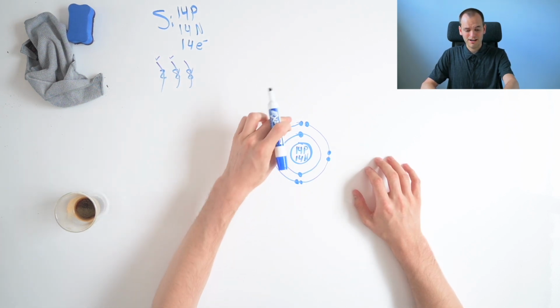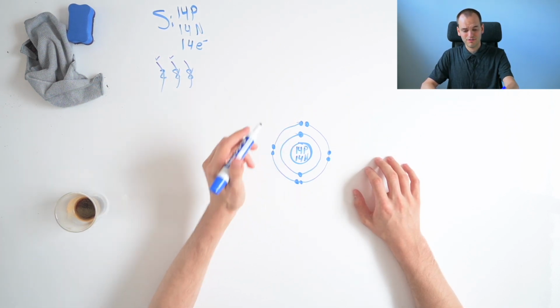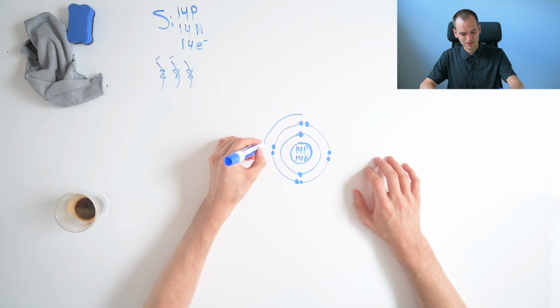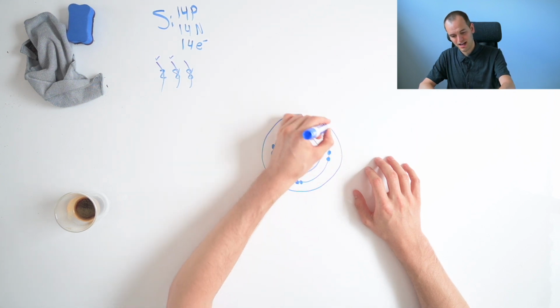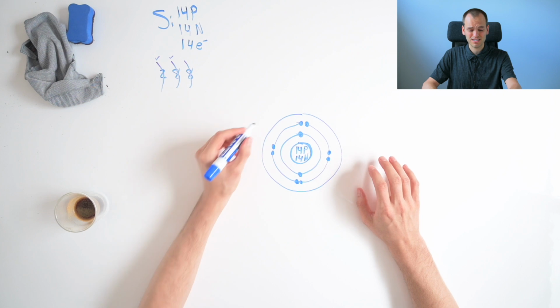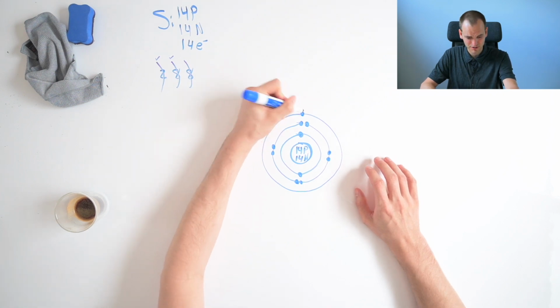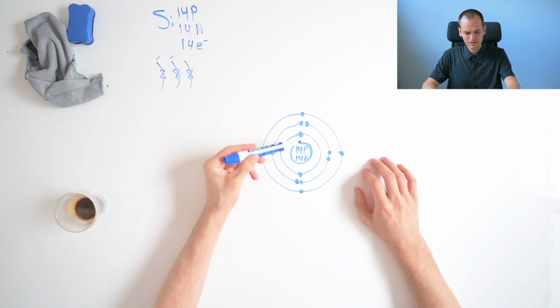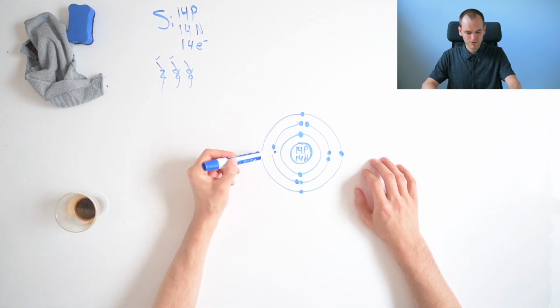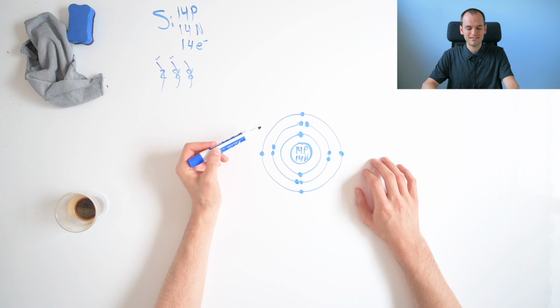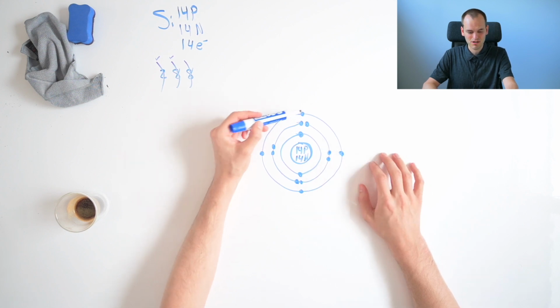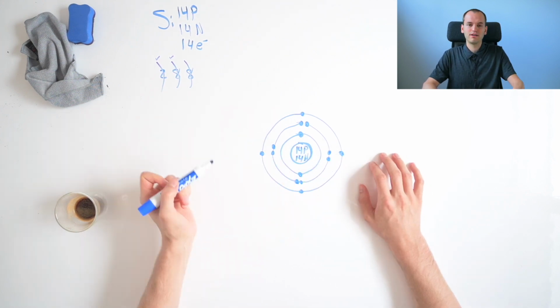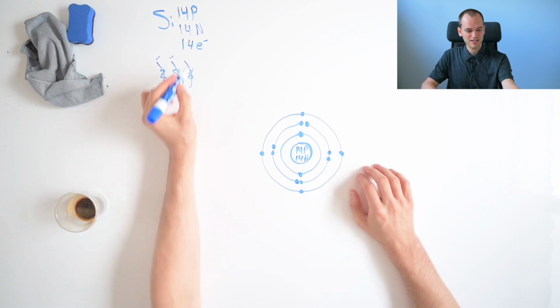So now we have 8 here and 2 in the first. That brings us to a total of 10. However, silicon has 14, so we need to add a total of 4. So now, to count again, 1, 2 in the first, 2, 4, 6, 8 in the second. That brings us to 10, and then 1, 2, 3, 4. So now we have 14 electrons.